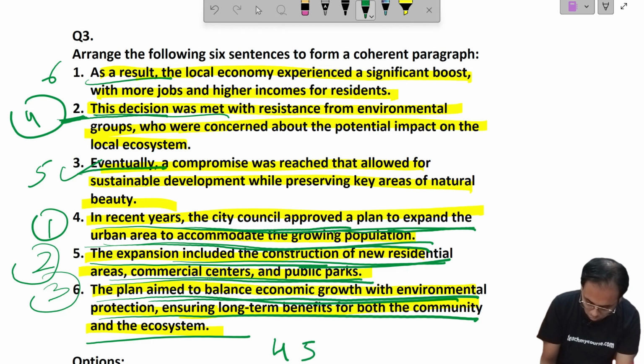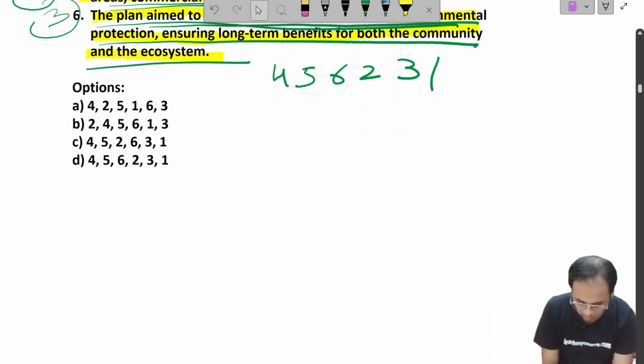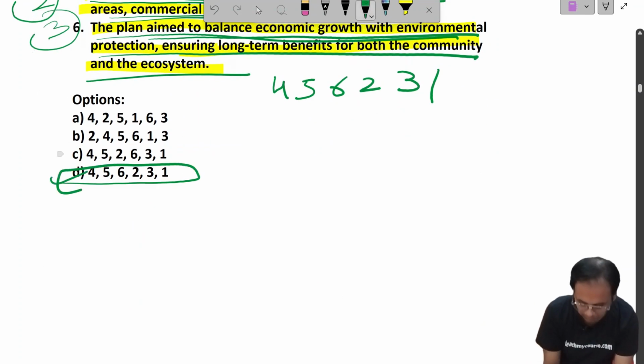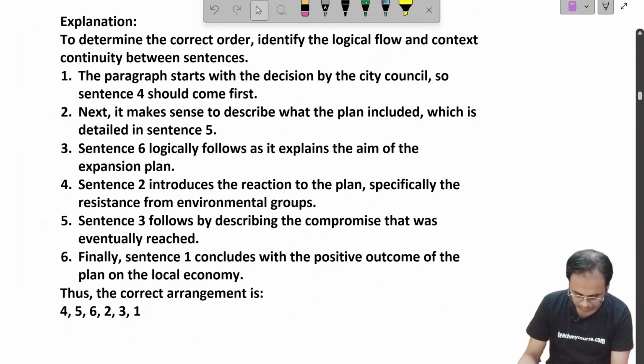So, it should be 4, 5, 6, 2, 3, and 1. Okay. This one: 4, 5, 6, 2, 3, 1. This should be the answer. Okay. Let us see now.